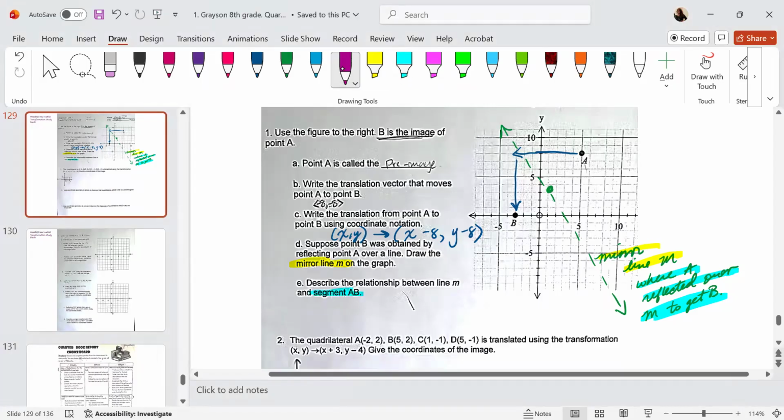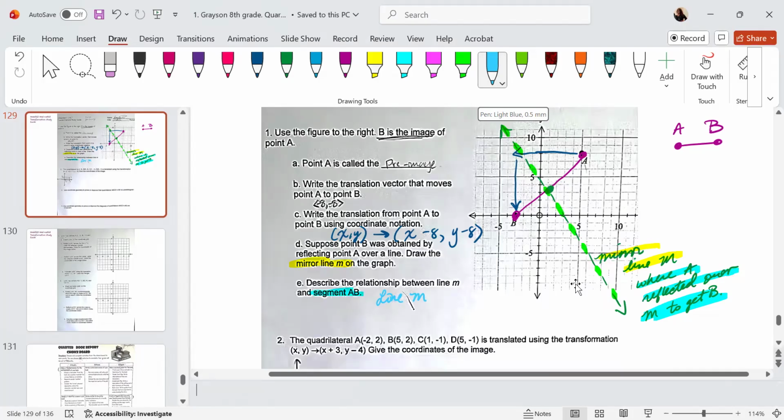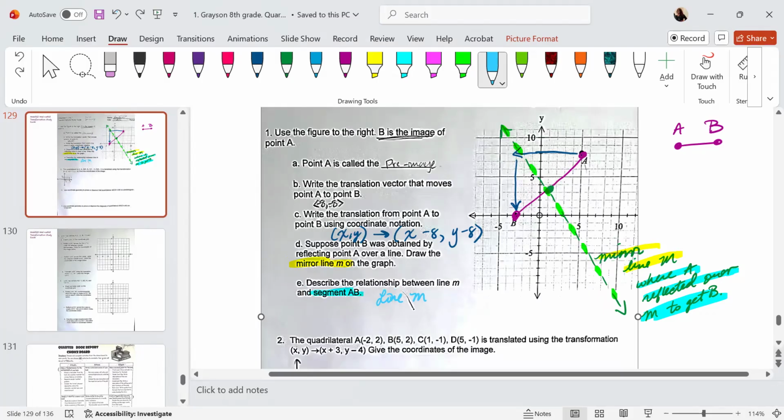Segment AB. This is a segment, correct? Yes. Definition of a segment means that you have 2 endpoints, like that, correct? Yes. Okay. Line M is this green line right there. What can you say about line M? It's perpendicular to segment AB. You could say, not just perpendicular, but it's also a segment bisector, which means it splits AB in half, correct? Yeah.